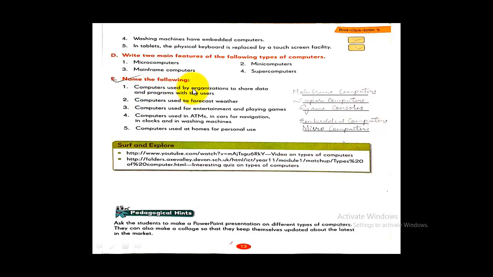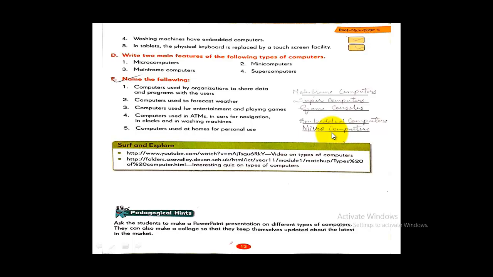Now name the following. Computers used by organizations to share data and programs with the users. This is known as, which type of computer? A mainframe computer. Computers used to forecast weather. Now obviously it is supercomputer, as I told you just now. Computers used for entertainment and playing games, game consoles. Then computers used in ATMs, in cars for navigation, in clocks and in washing machines. These are embedded computers. Now the last one, computer used at home for personal use. This is obviously the microcomputer.